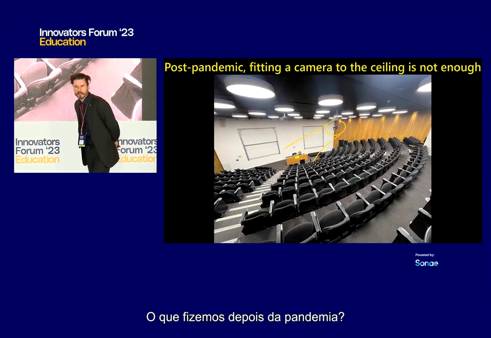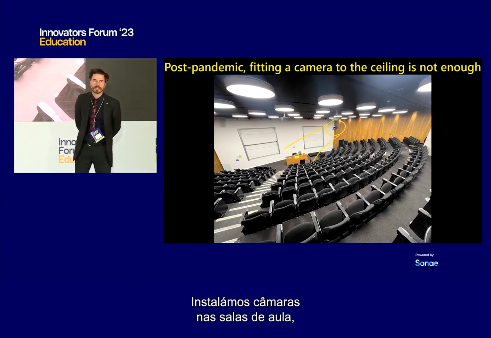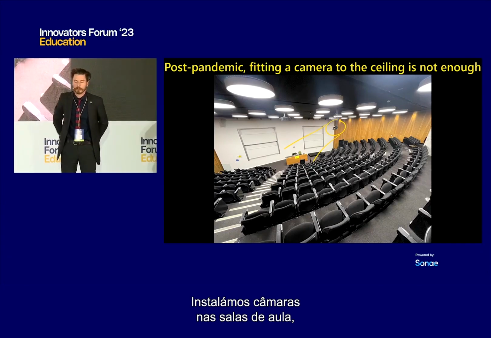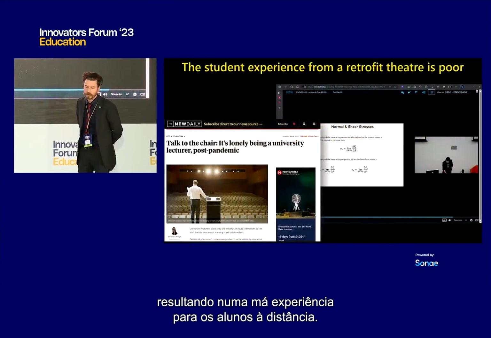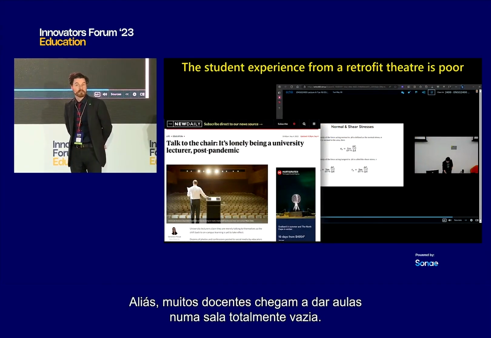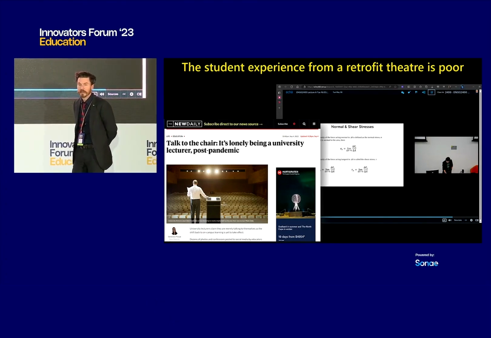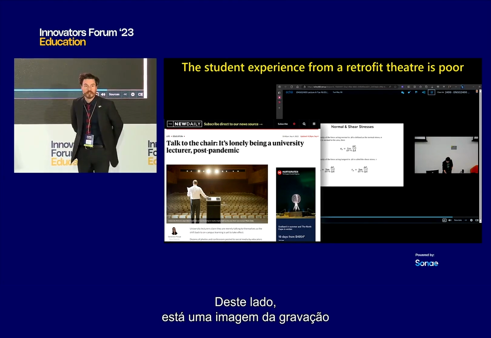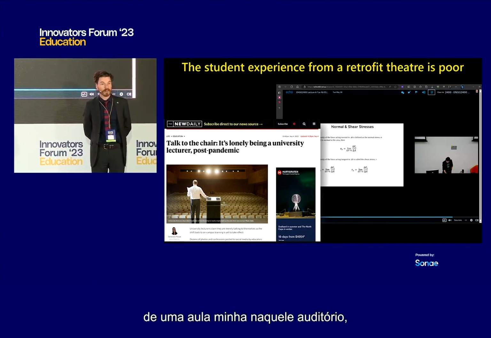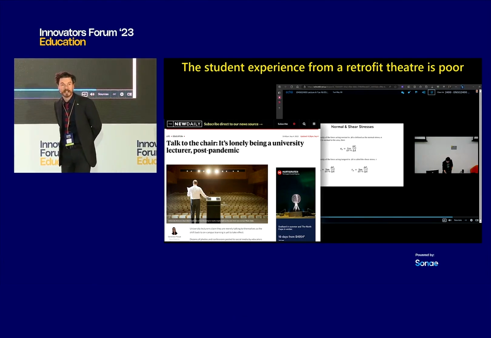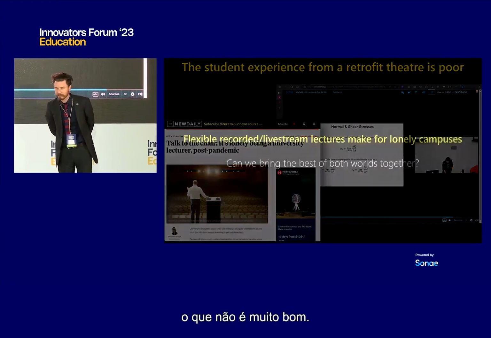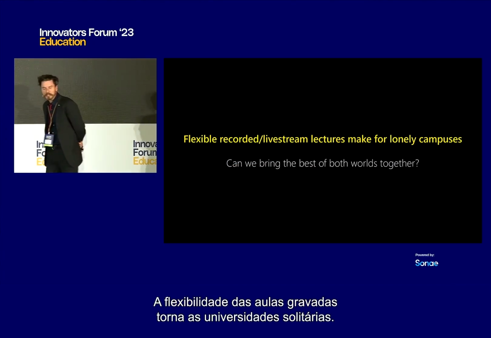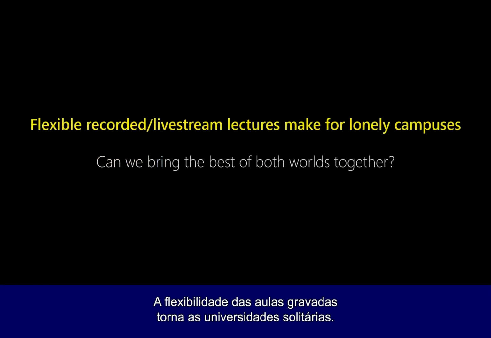So what did we do after the pandemic? Well, we screwed cameras to the ceilings of the lecture theatre right up high, and it created, of course, a very poor experience for those remote students. In fact, many lecturers even experienced talking to a completely empty room. And on one side here, I've got a shot of an actual recording of what one of my classes looks like in that lecture theatre, which is essentially a helicopter view of the top of my head. It's not very good. So flexible recorded live stream lectures make for lonely campuses.